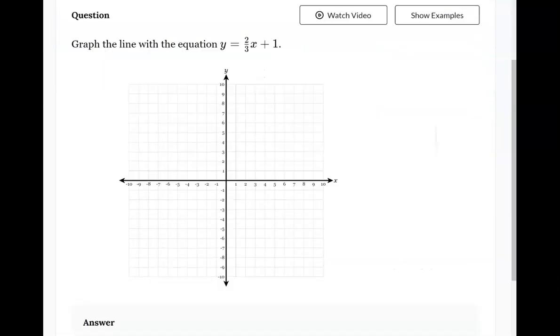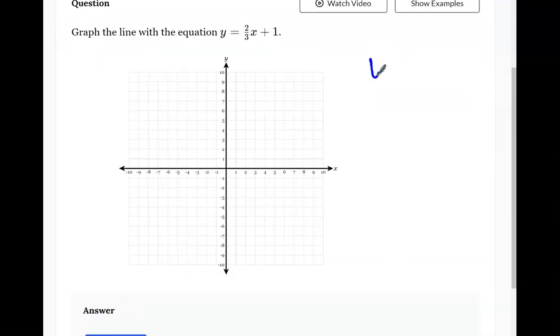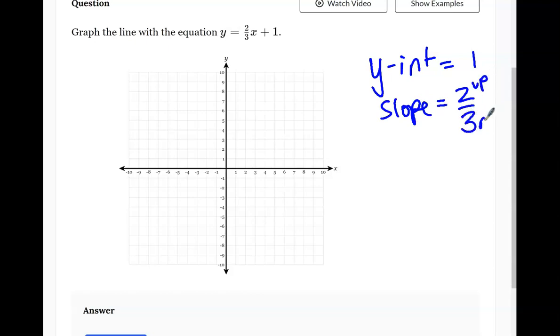Let's try that again. Identify your important parts. The y-intercept is +1, and the slope for us is 2/3. That's up 2 and right 3. Using your mouse, click once on +1 on the y-axis. Then move up 2 from there and 3 to the right.